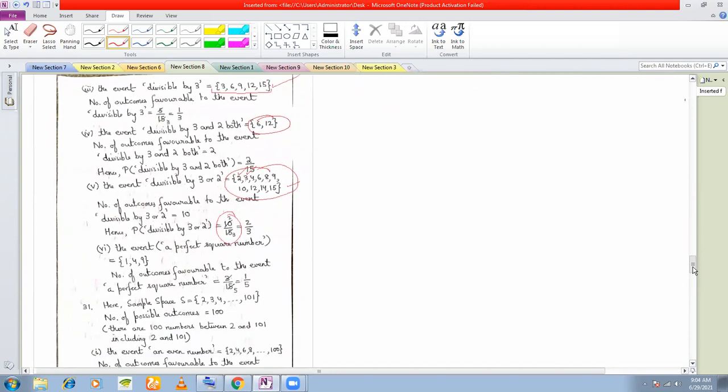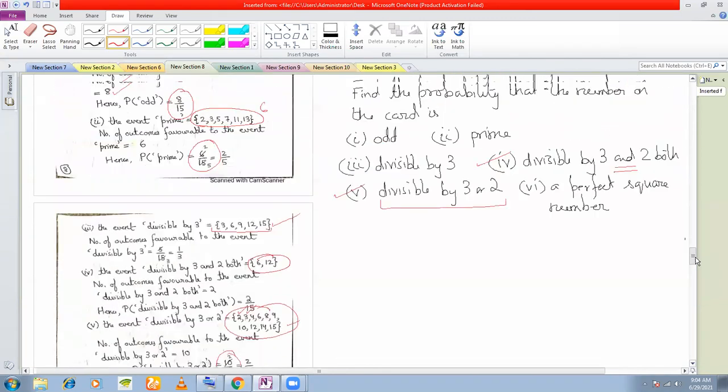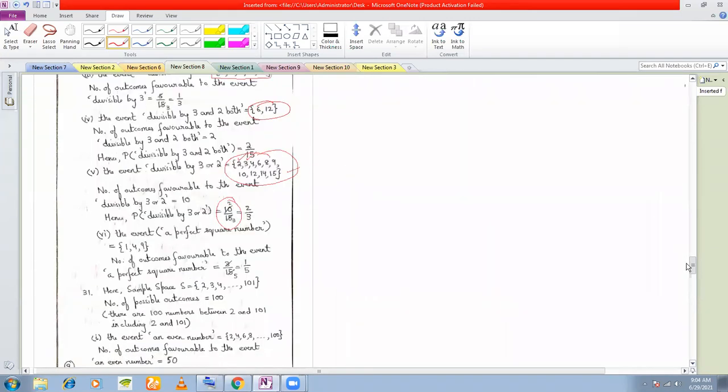And the last question is a perfect square number. So look for perfect squares in the sample space. What are the perfect squares in the sample space? Only 1, 4, and 9 are the perfect squares between 1 and 15. So therefore, the probability is 3 by 15. Yes, any question?